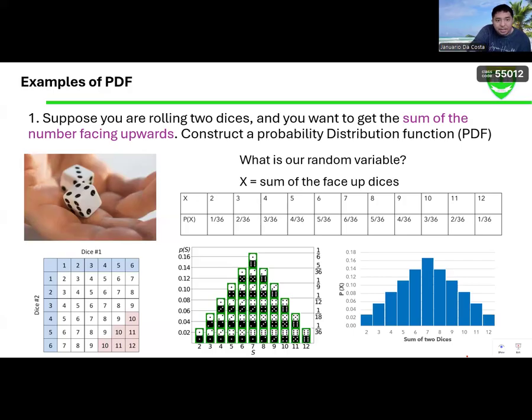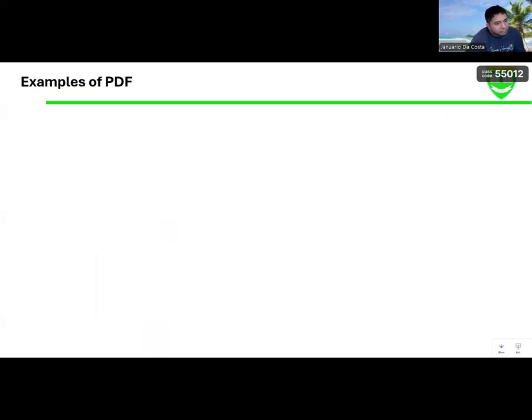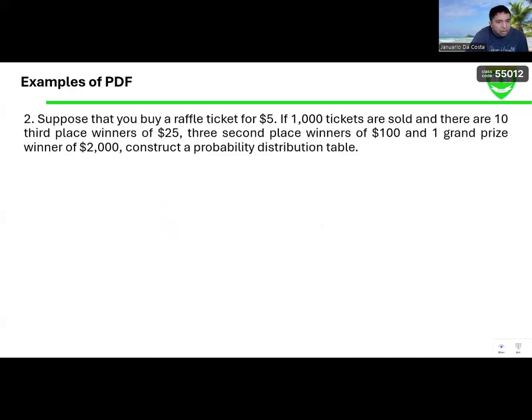Alright. So that is an example of a probability distribution function. Let's do another example. Okay. Suppose that you buy a raffle ticket for $5.